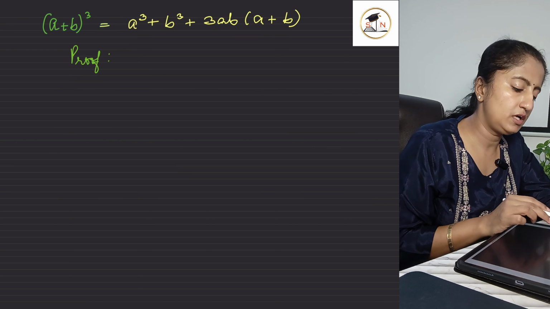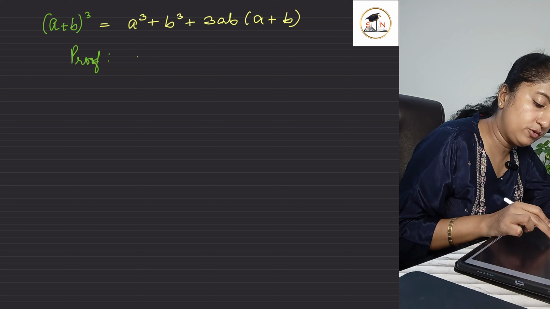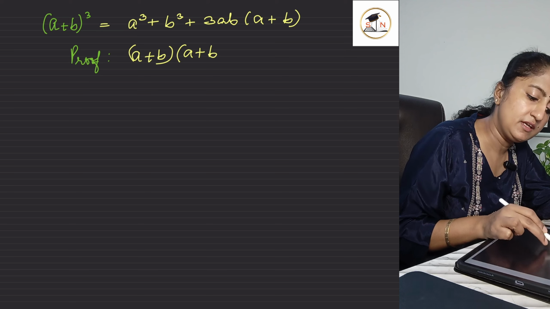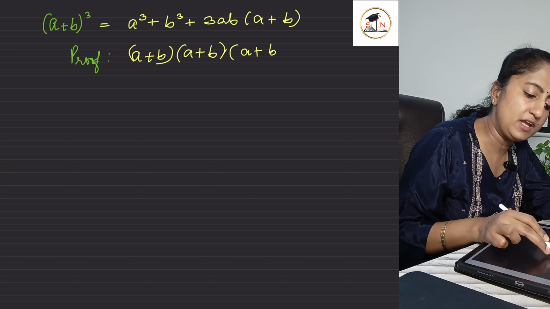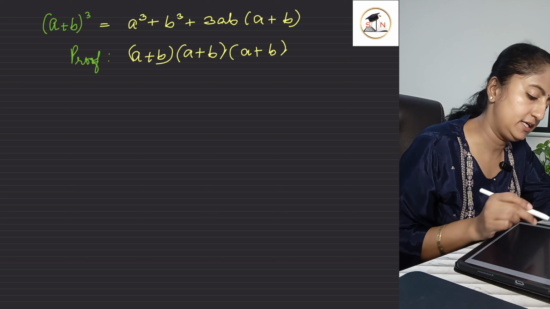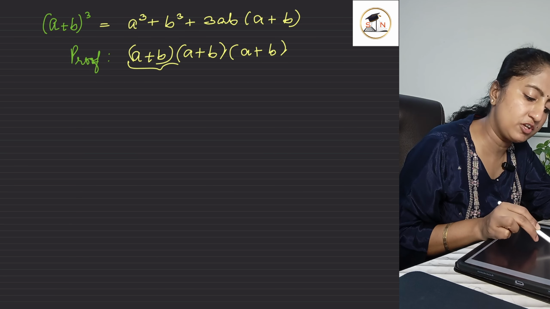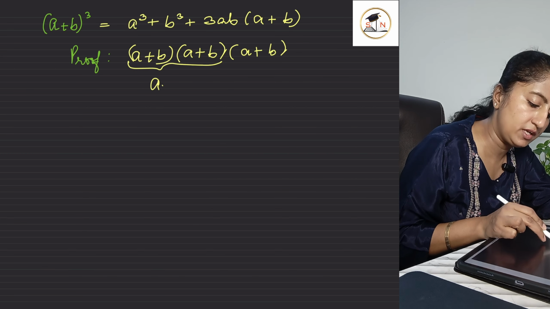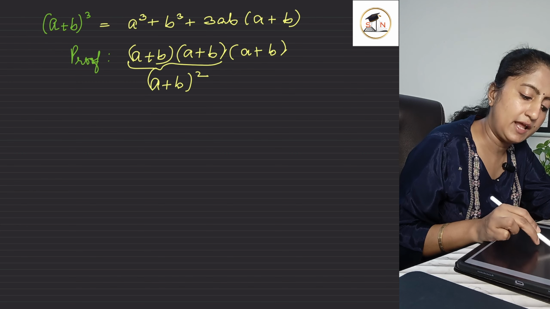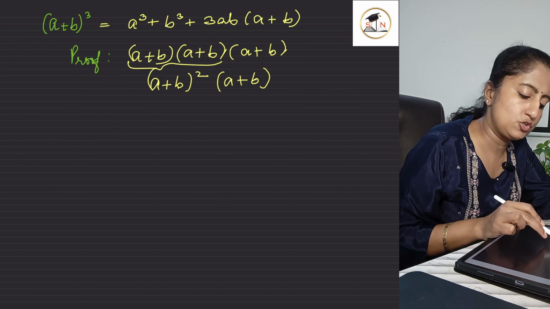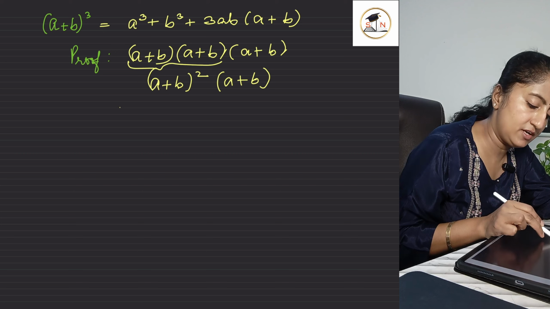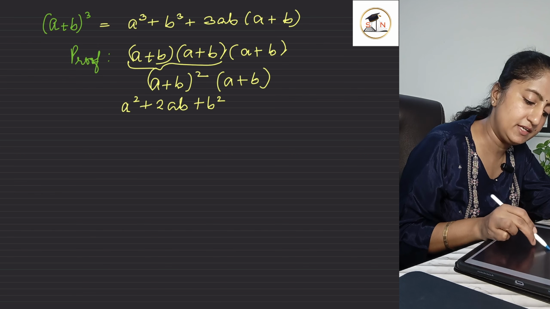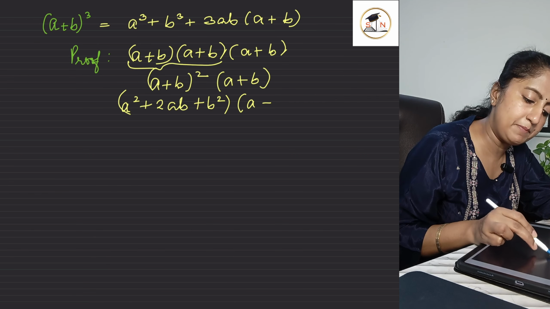Now talking about proof. In proof, what we need to do is (a plus b) into (a plus b) into (a plus b). That is, we are multiplying (a plus b) 3 times. First we will do the first two brackets, which basically means we are doing (a plus b) whole square times (a plus b). We already know what (a plus b) whole square is. I will write it directly: a square plus 2ab plus b square. Now we have to multiply (a plus b) with it.